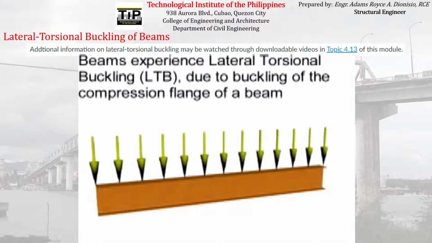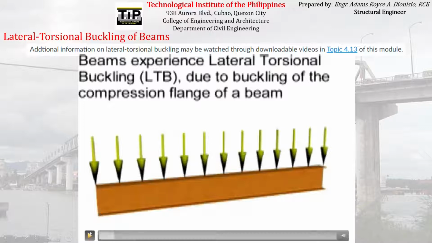Beams experience lateral torsional buckling, or LTB, due to buckling of the compression flange of a beam. We usually use the acronym LTB to indicate lateral torsional buckling because the term lateral torsional buckling is very long.